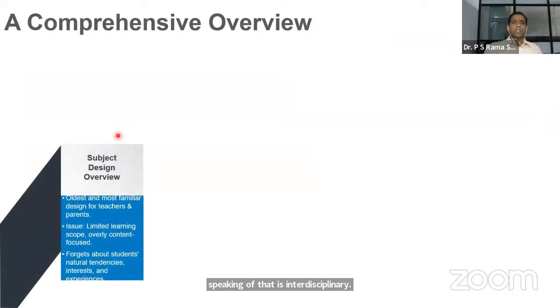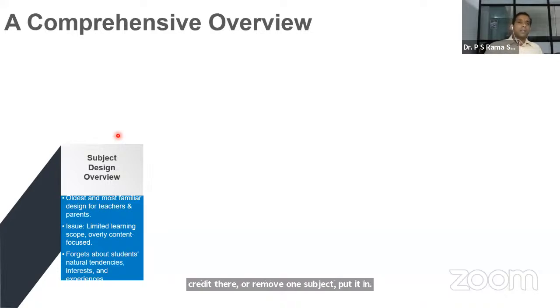Let us have a comprehensive view. What is the subject design? That is the oldest and most familiar design for teachers and parents. Let me give an example: a university or a college wants to develop a new course, say artificial intelligence or Java programming, or design thinking. The curriculum is already there. You want to fit it into the curriculum. Fit it or force fit it, adjust one credit here, one credit there, or remove one subject and put it in.